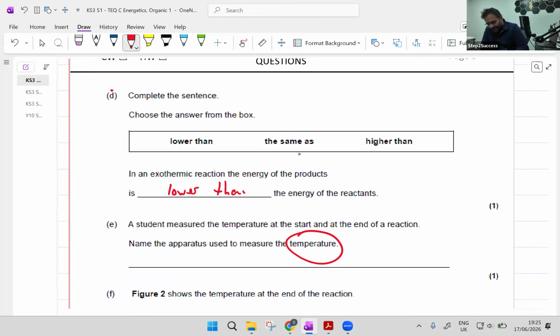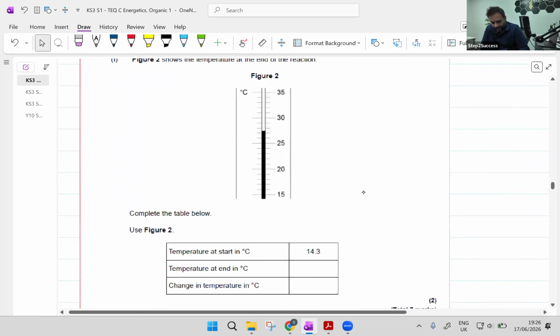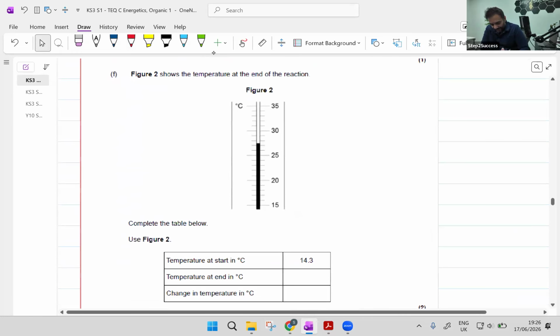Name an apparatus used to measure temperature. I mean, I shouldn't need to write this down, but I will. Thermometer. This shows the temperature at the end of the reaction.